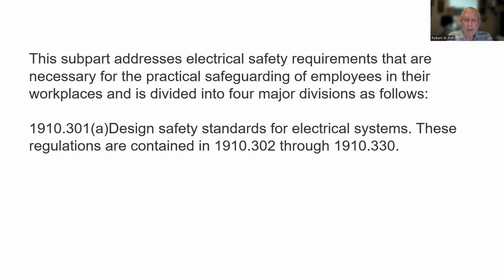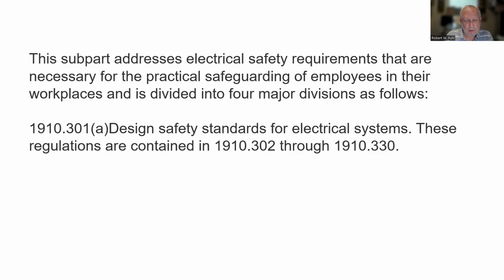The subpart addresses electrical safety requirements that are necessary for the practical safeguarding of employees in their workplaces, and it is divided into four major divisions as follows. 301A, well, that's a standard. This is standard 301: Design safety standards for electrical systems. These regulations are contained in 1910.302 through 330. We're not going to cover all of those. I'm going to hit the highlights on some of them because they get real technical.